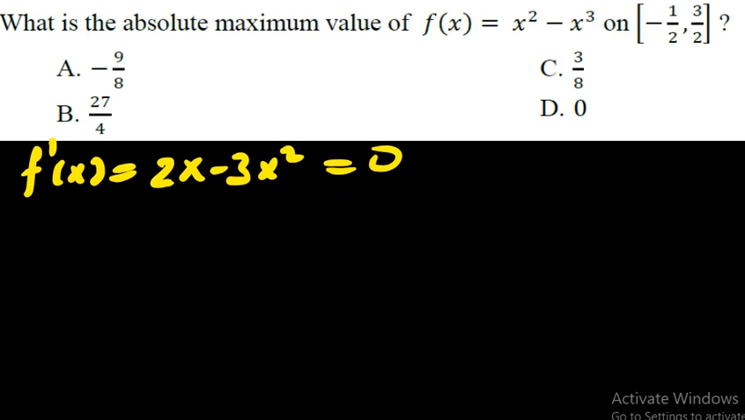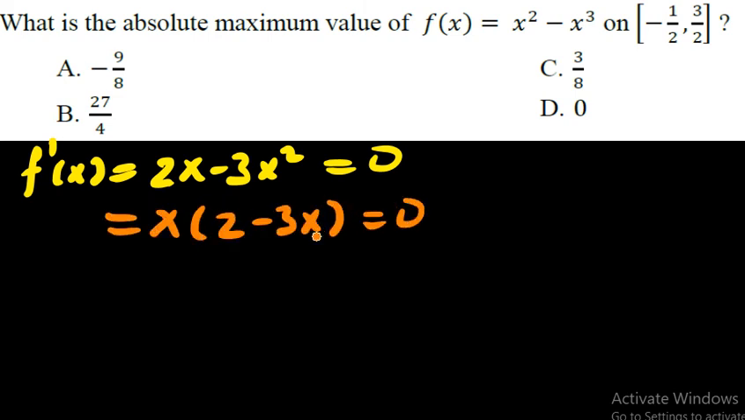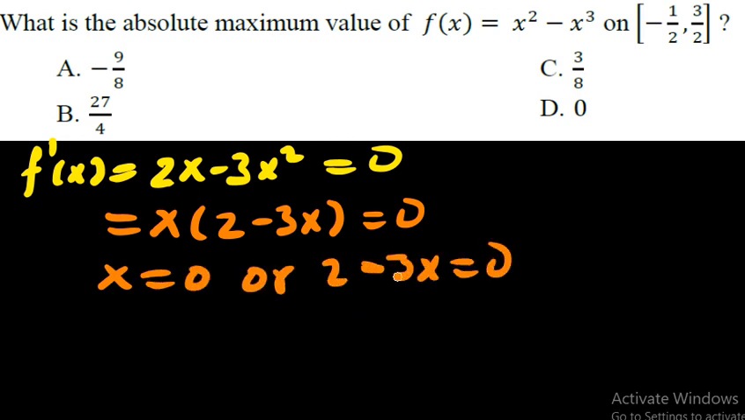So let me change the color to make it somehow clearer. X, when you take out, what is left? 2 minus 3x is equal to 0. Then the product is 0, which means x is equal to 0, or 2 minus 3x is equal to 0. Therefore, when you reshuffle and solve, the x value will be 2 over 3.